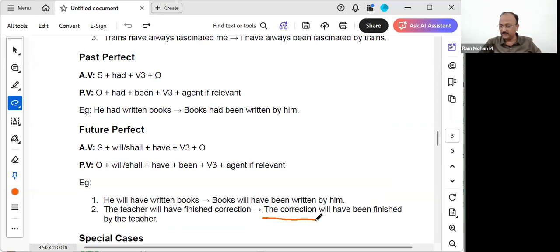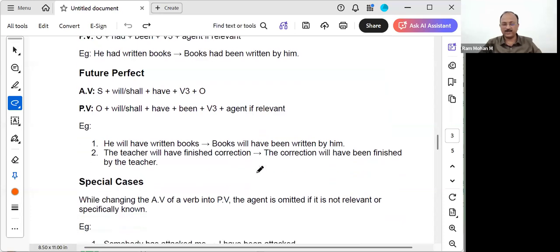The correction is the object. So it becomes first, the correction will come, the same. Been will get added. The correction will have been finished by the teacher. Hope you all understood the conditions now. I'll give several examples where you will be able to understand.